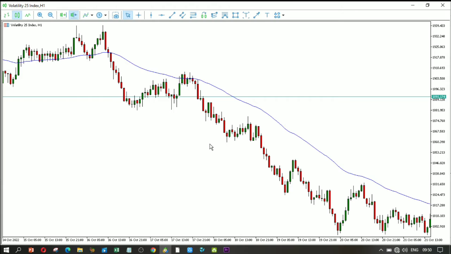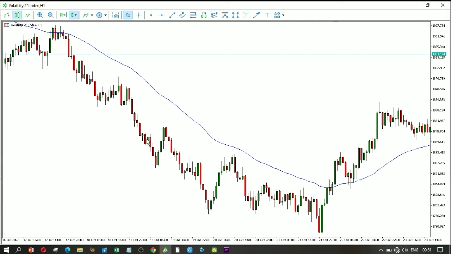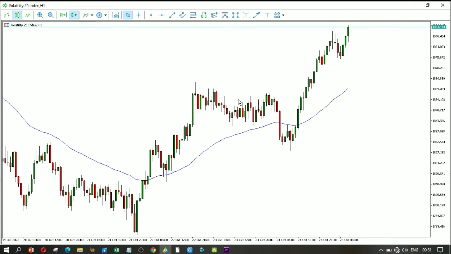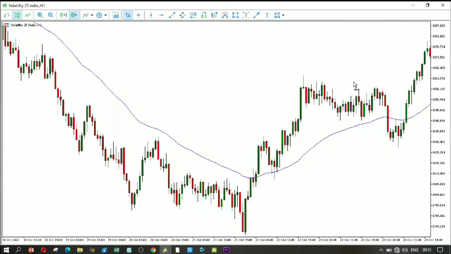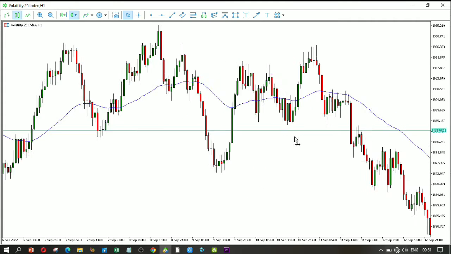We use moving averages for different purposes and different reasons. The first one is to identify market direction. We know that when the price is below the moving average, the market is in a downtrend, and when the market goes above the moving average, the market is now going in an uptrend. And sometimes when the moving average is in the middle of the prices, that simply shows that we are in a ranging market.